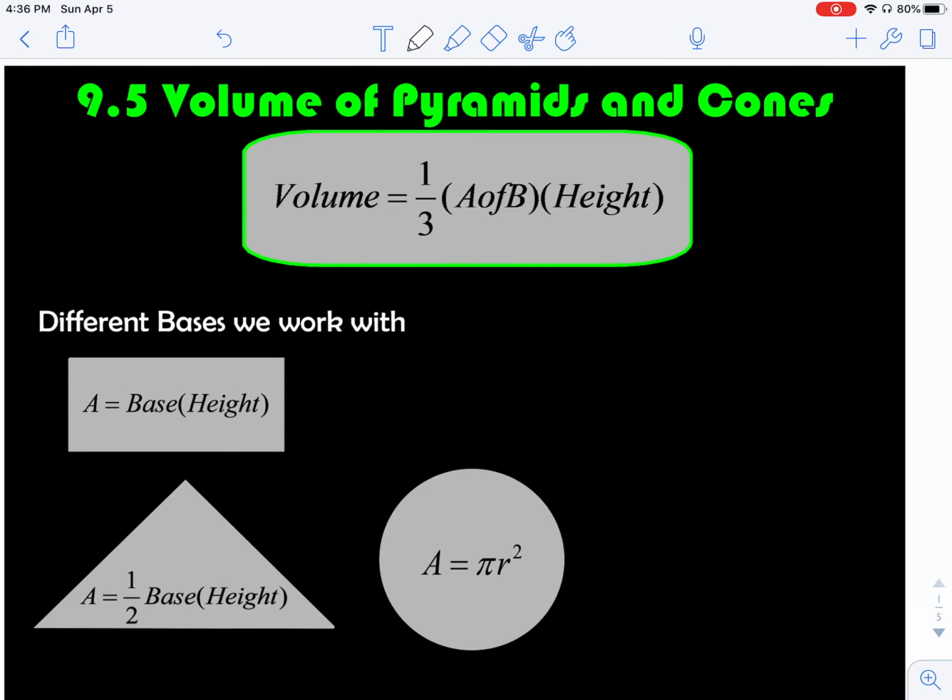All right, the volume of pyramids and cones is different from the volumes of prisms by this 1/3 in the formula. And of course, the area of the base might change if we're dealing with a rectangle, or a triangle like down here, or a circle. So those are the formulas for those respective shapes.